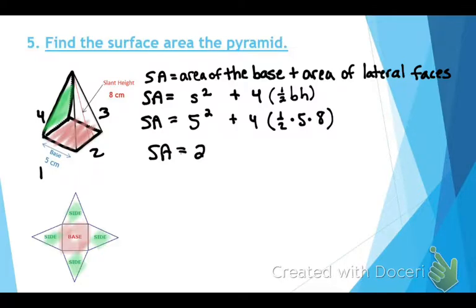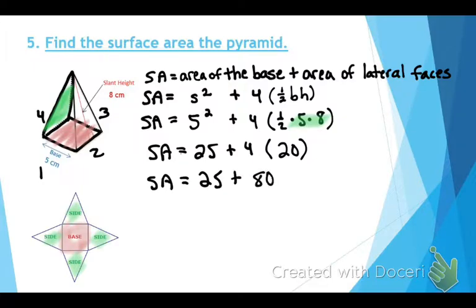5 squared, 5 times 5 is 25, plus 4 times, if we're looking at this, 5 times 8 is 40, and then half of 40 is 20. And we know 4 times 20 is 80. When I add together 25 plus 80, you get 105 centimeters squared.